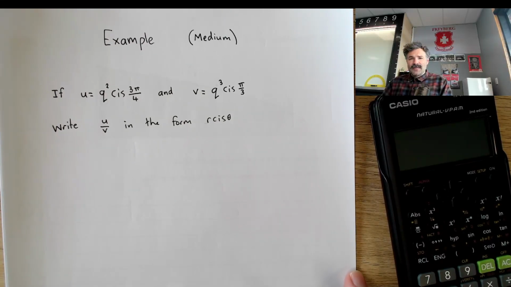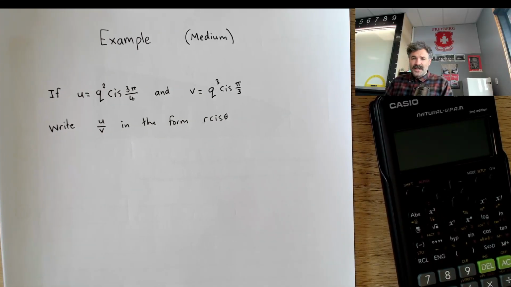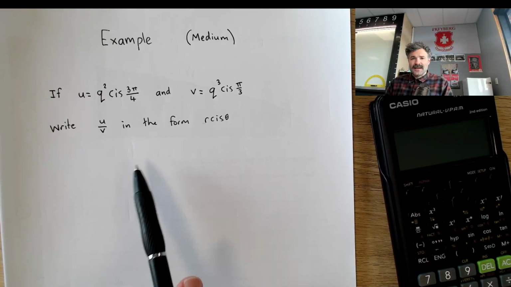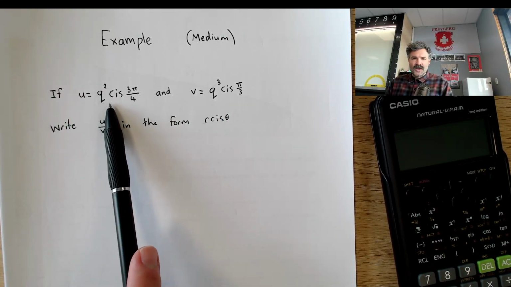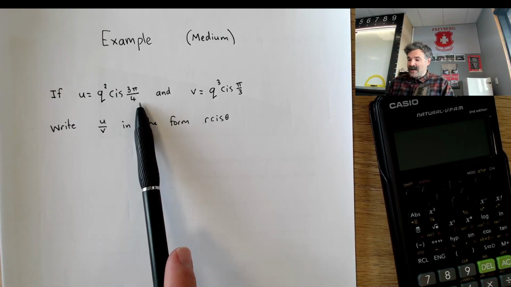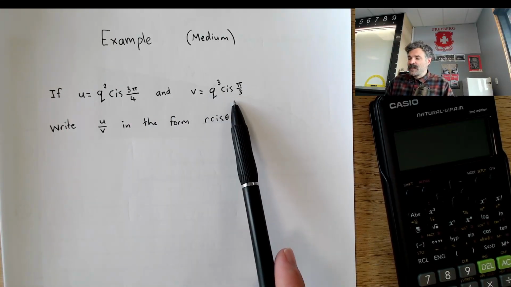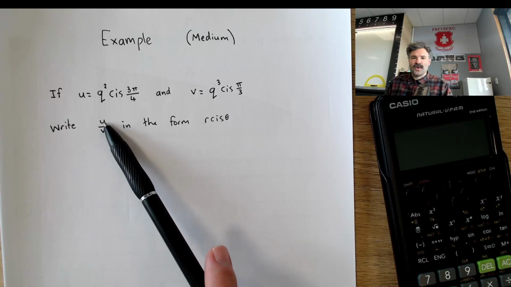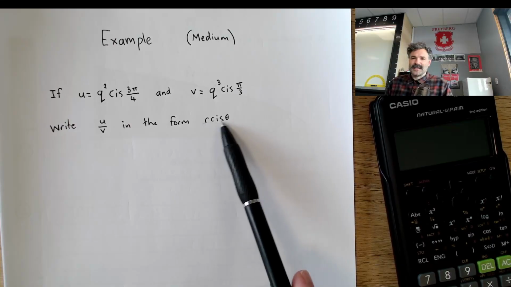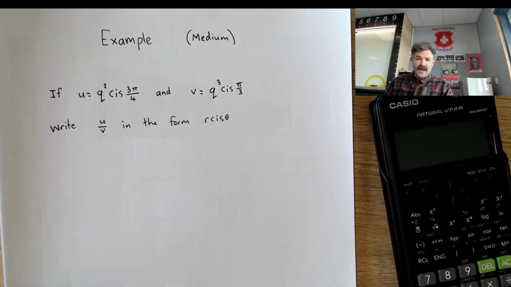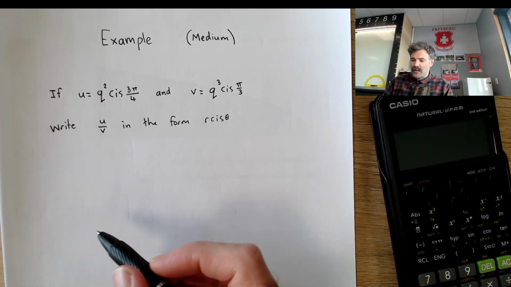Last one, an exam style question. This is still only an achieved question, but you can see it jumps up a little bit from what we were just doing. If u is q squared cis of 3 pi over 4 and v is q cubed cis of pi over 3, we want to know what u divided by v is. They want us to keep our answer in this r cis theta polar form. So we're using our divide rule. We're doing u divided by v.